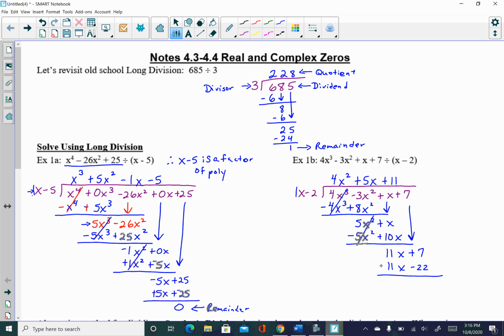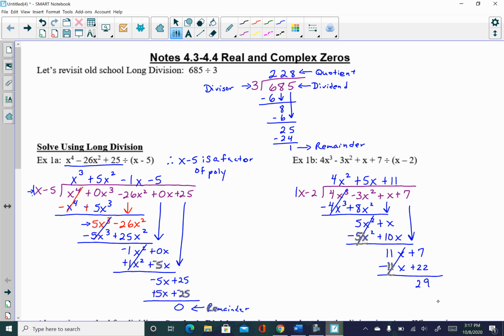Draw your line, change your sign. X's cancel out. 7 minus 22 will give you, oh, I forgot to change both my signs. I just saw, I was like, there's something wrong here. Okay, so sorry. 11 times negative 2 was negative 22, and I didn't change both my signs. I see I just did exactly what I said most common mistake was. Add both of these together, we get 29. You're getting a remainder here.